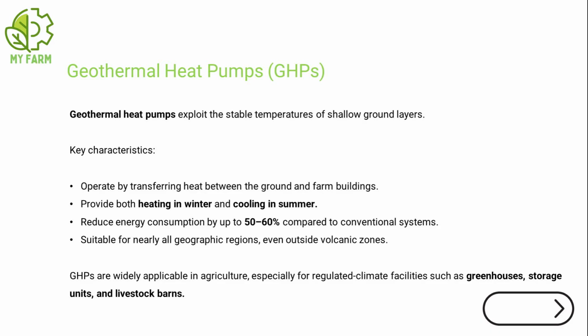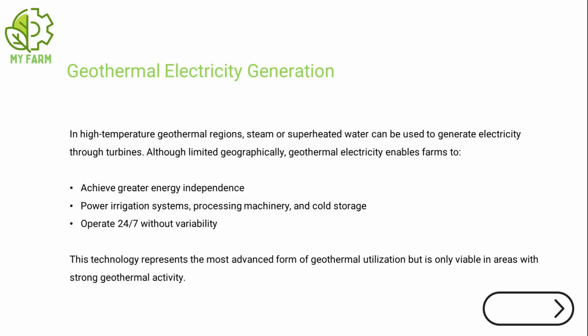Because shallow ground temperatures exist almost everywhere, geothermal heat pumps can be installed in many regions worldwide, making them a highly adaptable solution for modern agriculture. In areas with deep geothermal reservoirs, geothermal energy can also be used to generate electricity. These systems rely on high-temperature steam or hot water that drives turbines to produce electrical power.